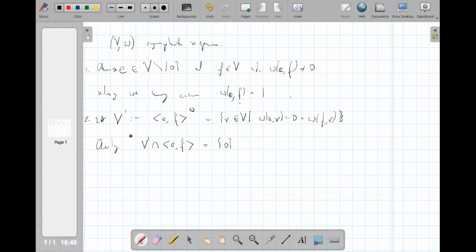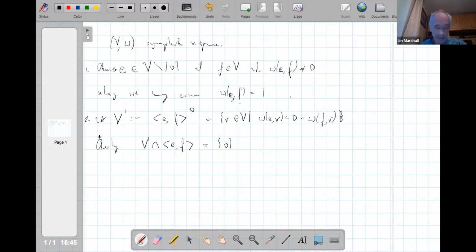I just heard you say that if e doesn't belong to V prime and f doesn't belong, then the linear subspace intersection is 0. You are right. It's enough to show that e and f are not there, because they generate; all linear combinations also will not be there. Right. Okay.